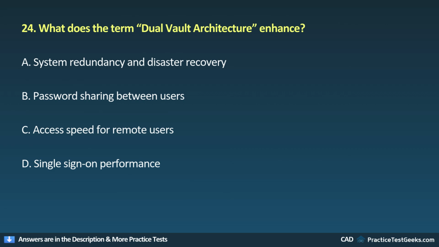24. What does the term dual vault architecture enhance? A. System redundancy and disaster recovery. B. Password sharing between users. C. Access speed for remote users. D. Single sign-on performance.